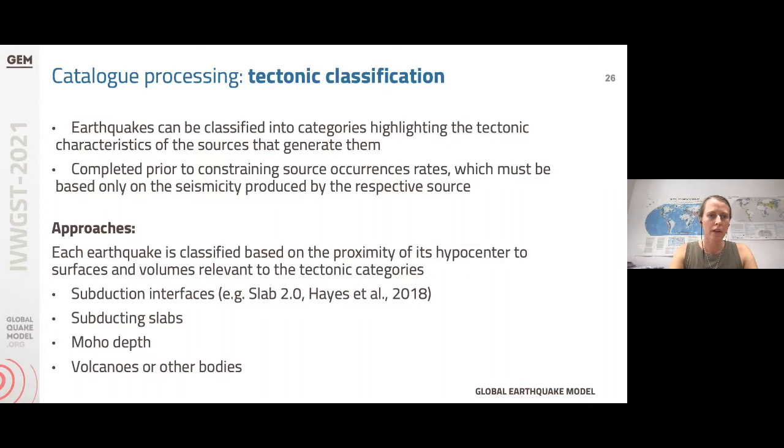In some instances, it's important to classify your catalog based on the tectonic regions that are included in the model. In doing so, you create subcatalogs that correspond to those tectonic region types. The approaches available to do this are taking each earthquake and classifying it based on the proximity of its hypocenter to certain reference surfaces and volumes that are representative of the tectonic categories included in the model. For example, these are subduction interfaces, such as the one prepared in the initial step, subducting slabs, the MOHO depth, volcanoes and other bodies.